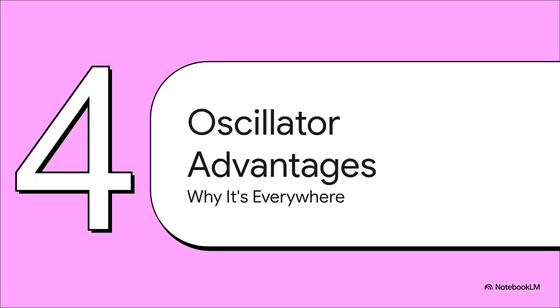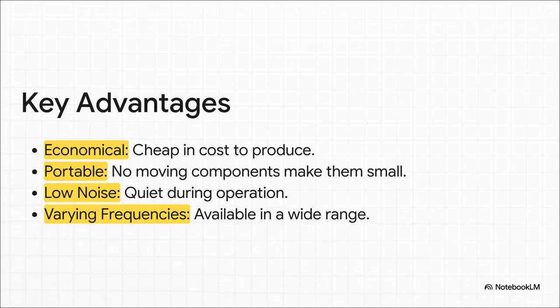So this really elegant solution is what makes oscillators so unbelievably useful. I mean, what are the big advantages that have put them inside practically every electronic device we own? Well, it really comes down to 4 key things. First, they are super cheap to make. Second, they have 0 moving parts, which makes them small, super reliable, and perfect for anything portable. Third, they're incredibly quiet. But maybe the biggest deal of all is that they can be designed to produce this massive, massive range of frequencies.